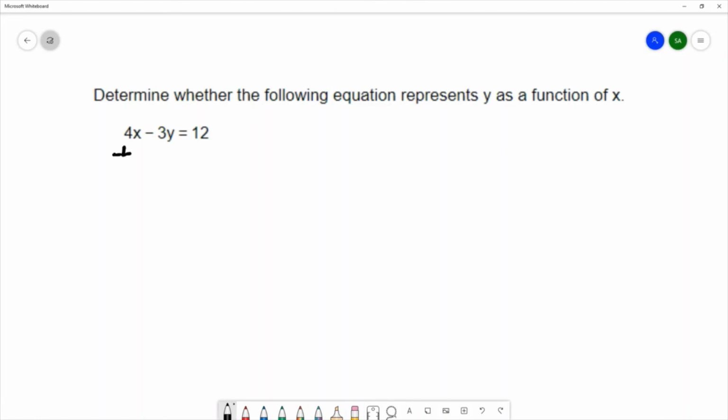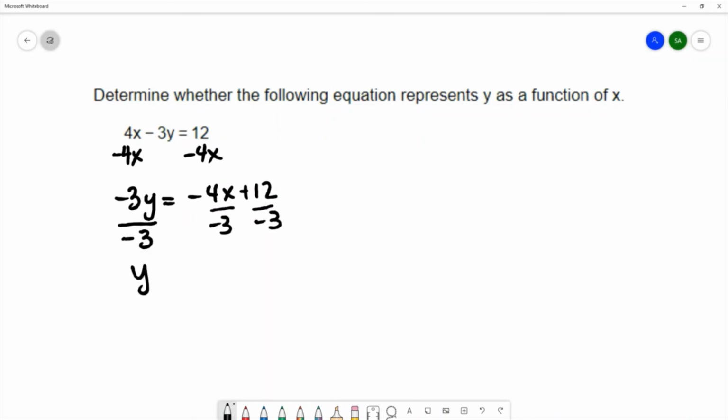I'm going to subtract 4x on both sides. That's negative 3y equals negative 4x plus 12. Then I'll divide every term by negative 3. That's y equals 4/3 x minus 4. And now we've written this equation with y equals, and it's written in the form of y as a function of x. This equation is a function, but let's go into a little bit more detail about y.